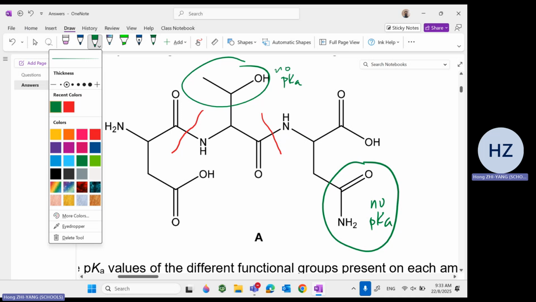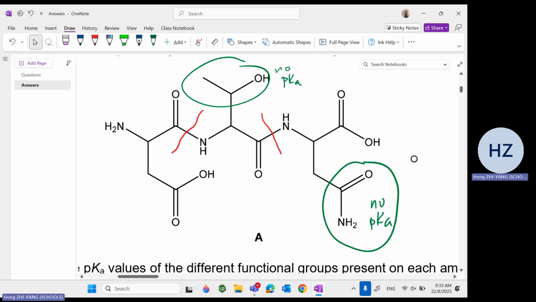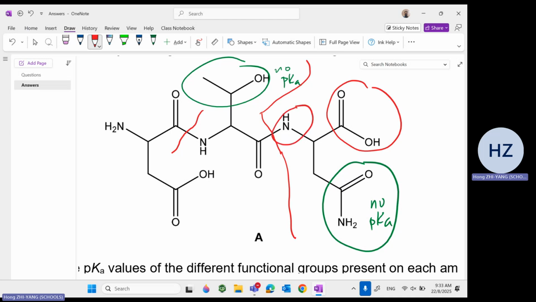If you look closely, let me change it to red, to circle those that can contribute to pKa. For the amino acid on the extreme right, it will be this and this, so there are 2 pKa values for the amino acid on the right. In the middle, you have this and this. Why am I circling that part of the amide bond? Because you need to hydrolyze it, let your NH turn into NH2, and C double bond O turn into COOH. Then you can see that they are basic and acidic groups already.